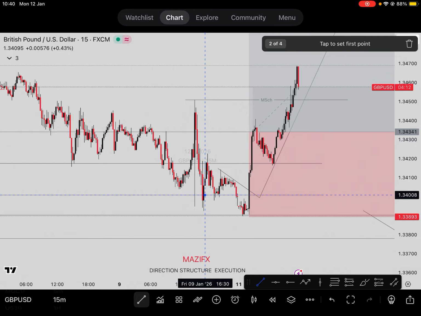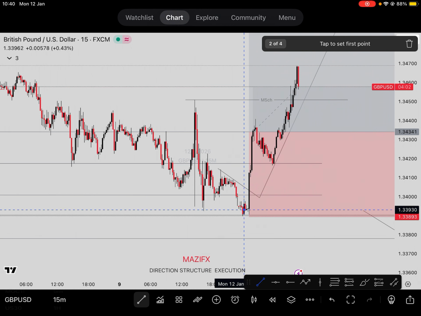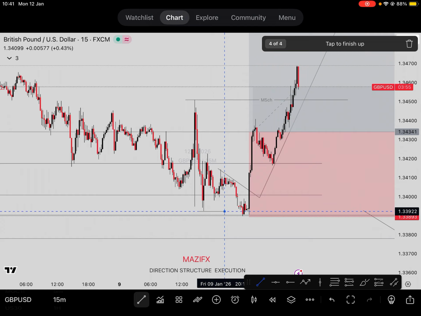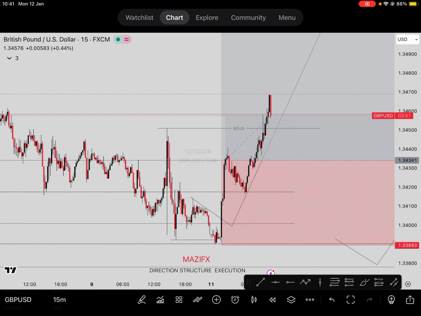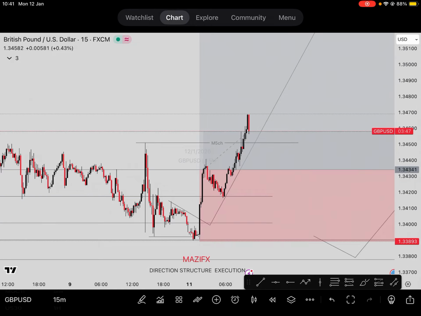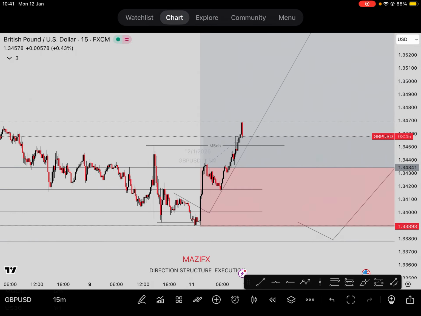Why? Because we did not have any body close. Here is just a wick. Here a wick, no successful body close. Here again, no successful body close until we got a body close here. This is where we had our body close. So that is where I can say, okay, this is now my break of structure. The way I trade, this is now my break of structure. So at the break of this point, we now have a change of character of 15 minutes, meaning 15 minutes has now aligned with 4 hours.